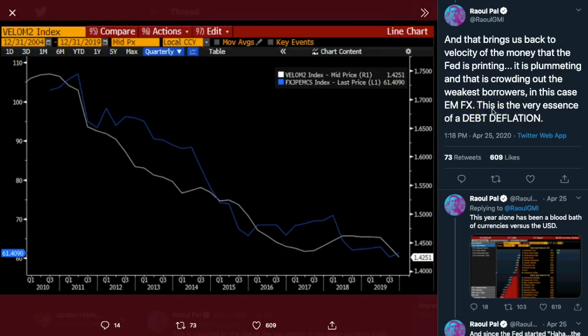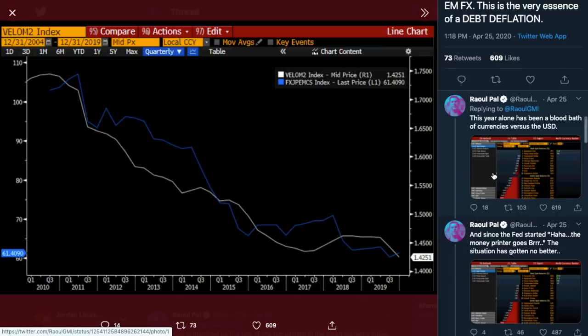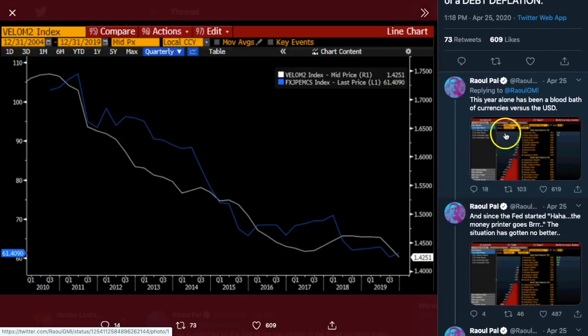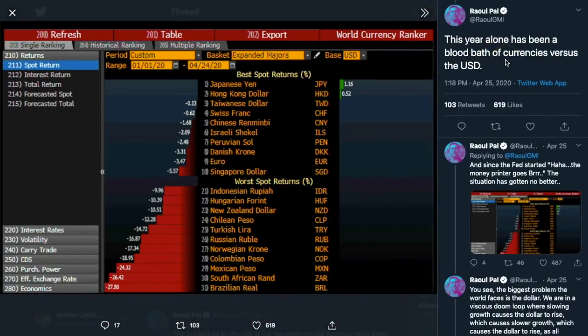This is the very essence of debt deflation. He made a pretty strong case here. You have to pay attention. Just don't jump onto the narrative that we're going to see a weaker dollar because the Fed is printing. This year alone has been a bloodbath of currencies versus the US dollar.